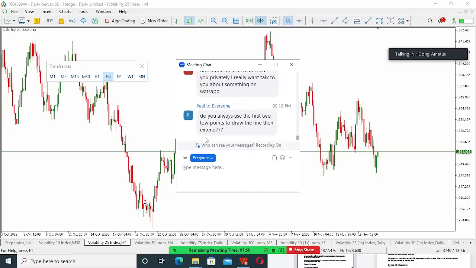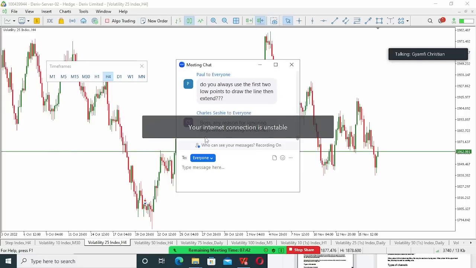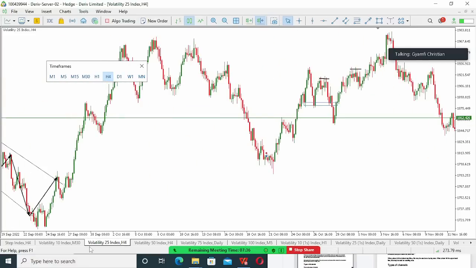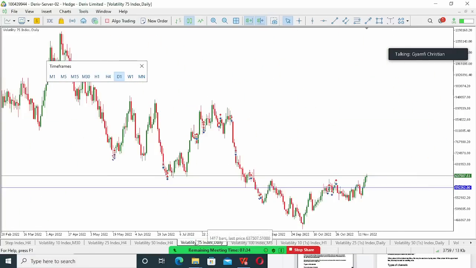Somebody is asking, do you always use the first 2 low points to draw the line then extend? It depends on the picture. It depends on your area of interest. When you visit the market, it depends on your area. If you want to cover a bigger picture, let me switch to V75.